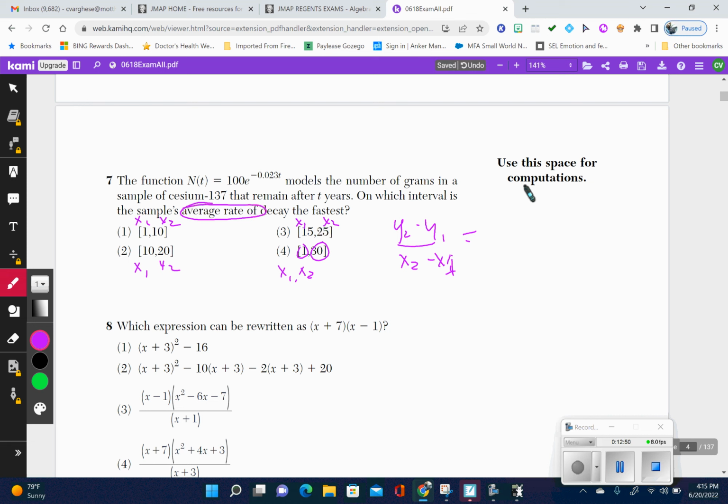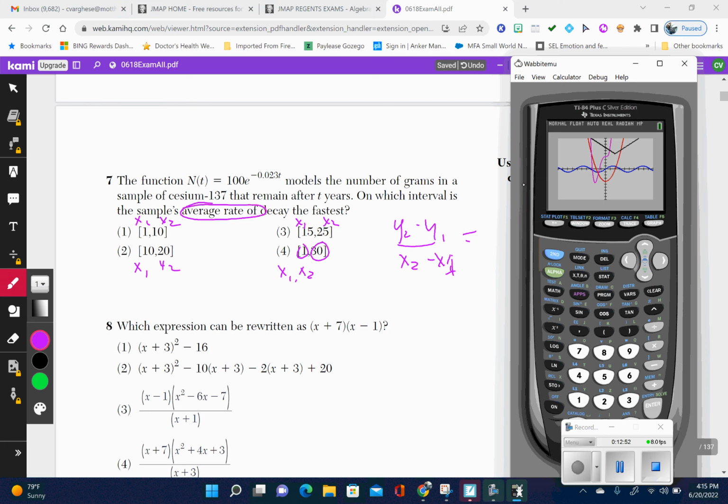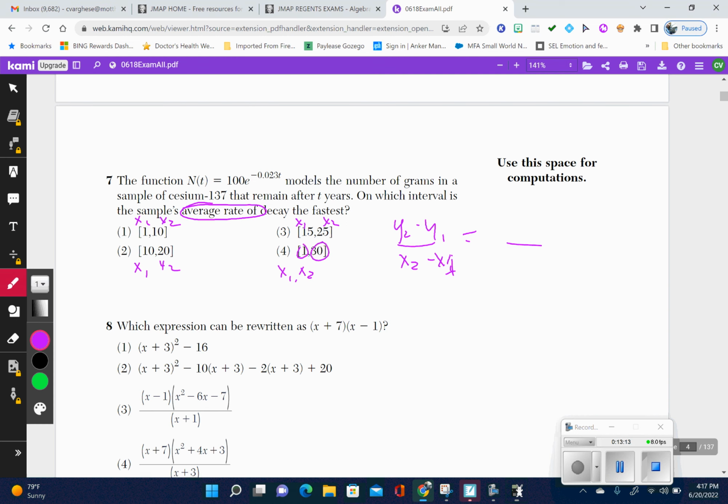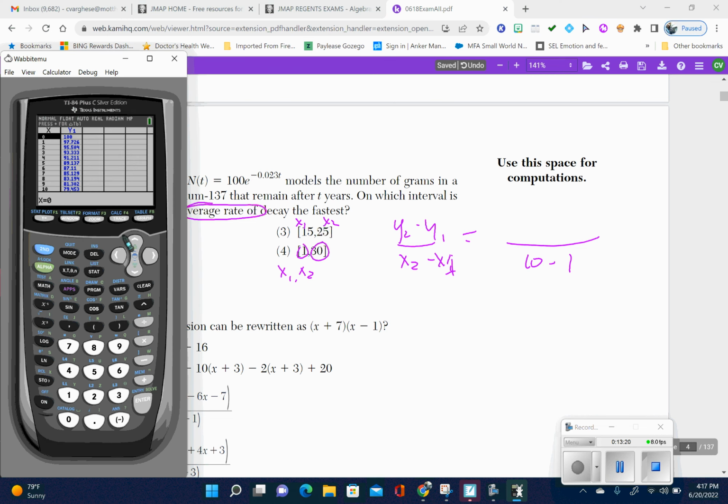So how do you do this? The easiest way is to plug it into the calculator. I plugged the function into the calculator, which is right here. To get the e, it's going to be second and the ln button. Above that, there's an e to the. And then we're going to go to the tables. So second graph, and you're looking between the numbers, for the first one, 1 to 10. So x1, x2, so we're going to do 10 minus 1 on the bottom. On the top, to get the numbers, you're just going to go to 10, which is 79.453.